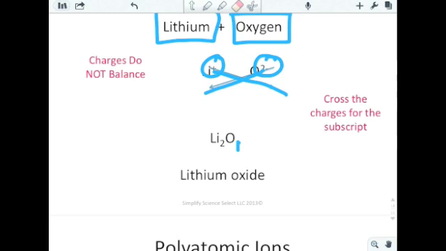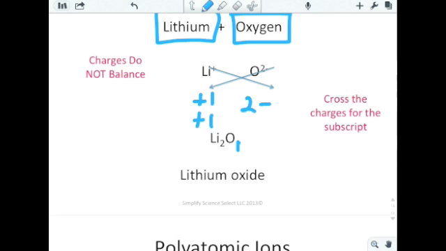But remember what I said, the charges have to balance out. So how many lithiums do I have? Well, I have 2. What's the charge of lithium? +1. So we have +1 and +1. And then oxygen, how many do we have? 1 of them. What's the charge of it? 2 negative. Well, the positives balance out the negatives, and we got a charge of 0. By crisscrossing, we get a charge of 0.